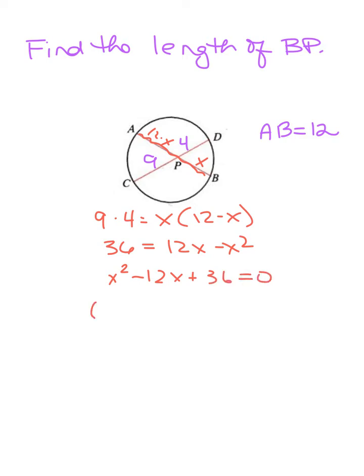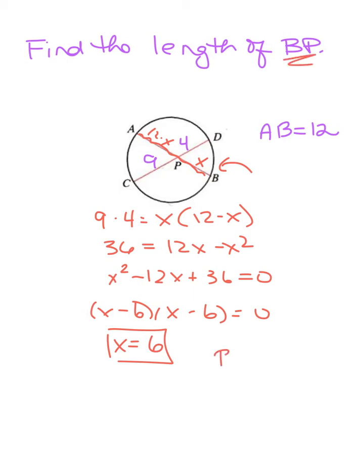And now I'm going to factor it. So I know my signs are the same. They're both negative. So I have x minus 6 and x minus 6. So x is equal to 6. I go back to my diagram, and I realize that x does have a value of 6, and that's the measurement of BP, which is what the question's asking. So BP has a measurement of 6.